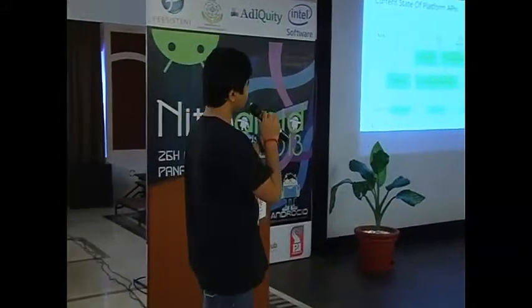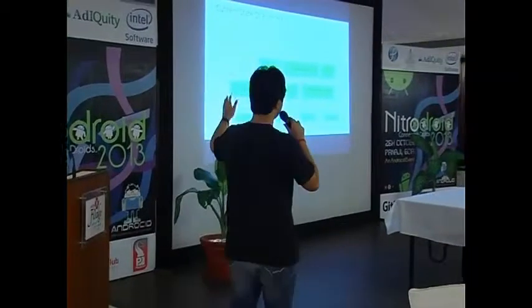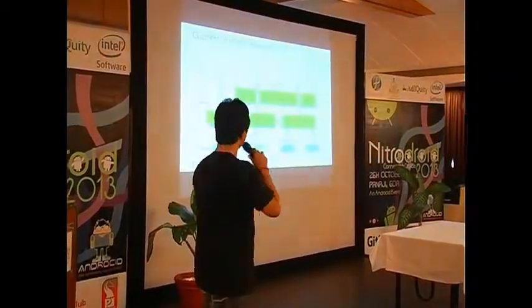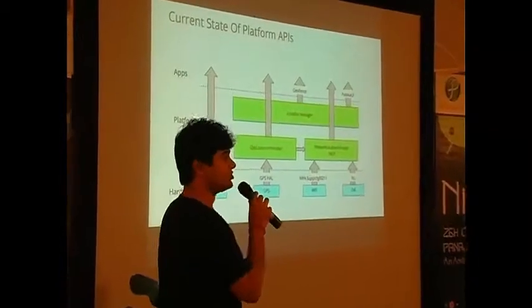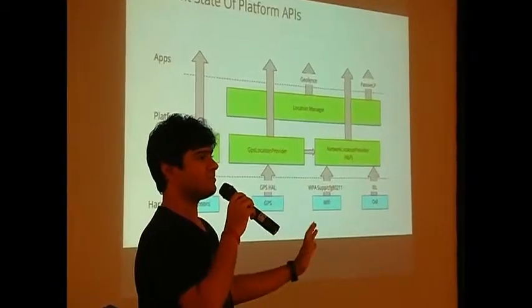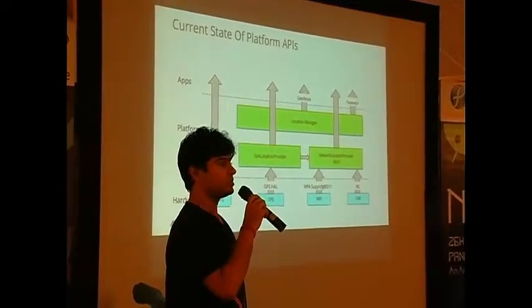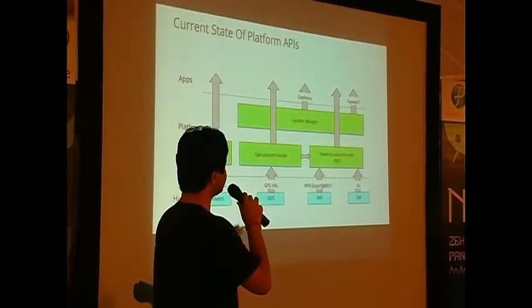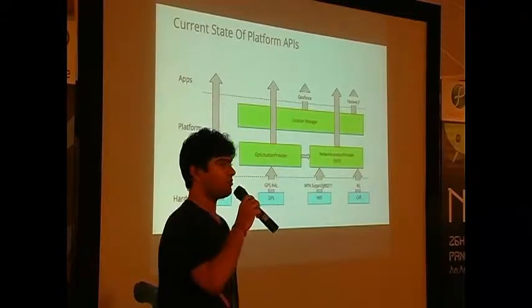So this looks like a very complex diagram because it is a complex diagram, right? This is what you had to do before. So let's say you want to get GPS. You would use something called GPS location provider. Something very complex, right? You use sensors, go into a sensor manager. Then Wi-Fi goes into a separate network location provider, and cell goes into a separate network location provider.